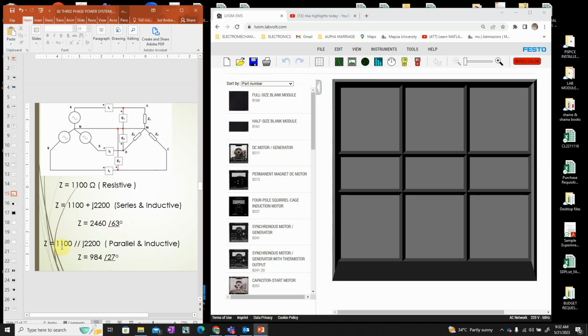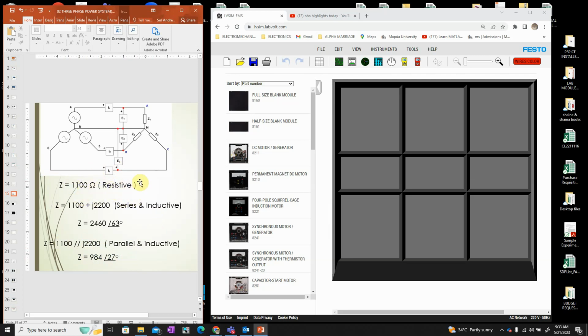Right? And now, it can also be a parallel combination: a 1100 Ω resistive load in parallel with a j2200 Ω inductive load, and this impedance is 984 Ω with an angle of 27 degrees in polar form. Now, let us assemble a circuit with a purely resistive load.